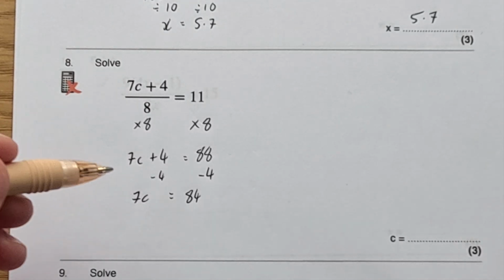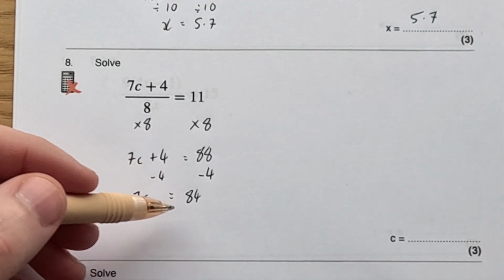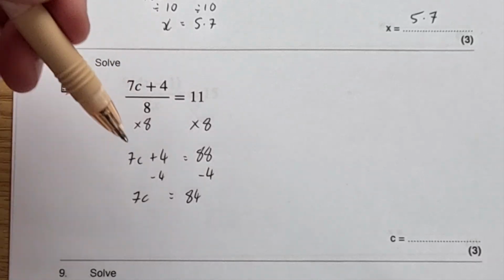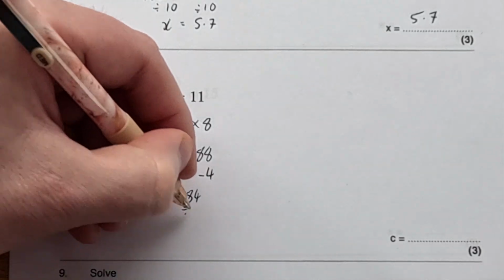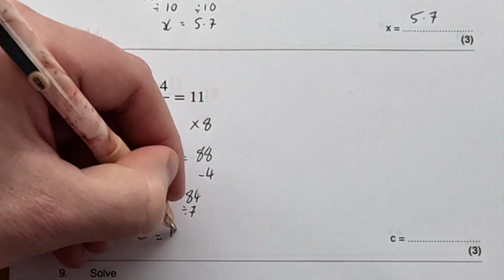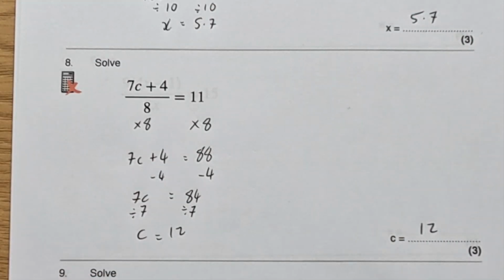And then finally, we've got 7 times c is equal to 84. You can probably see straight away it's going to be 12. 7 times 12 is 84. But we're going to divide by 7 and divide by 7, and we're going to get that c is equal to 12. So c is equal to 12, and that's it.